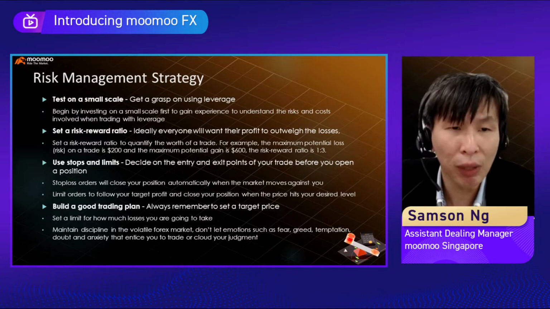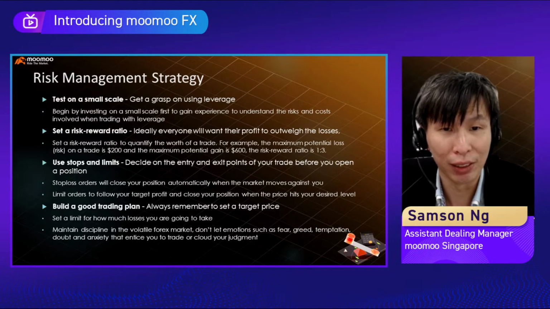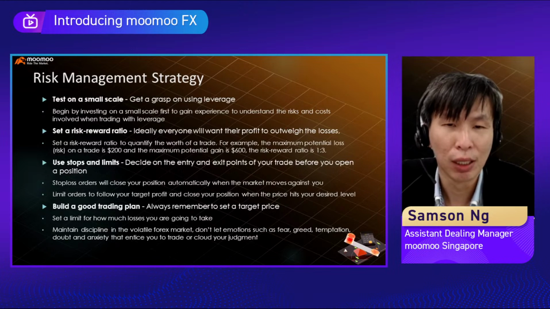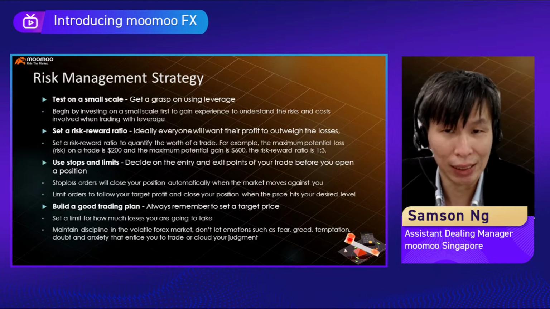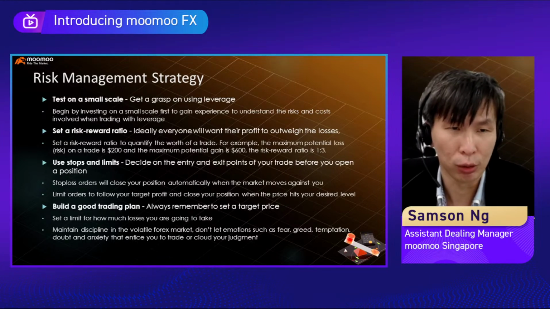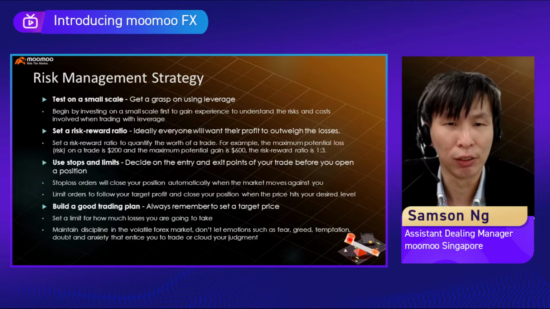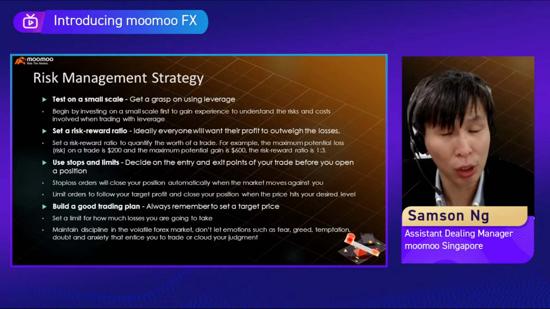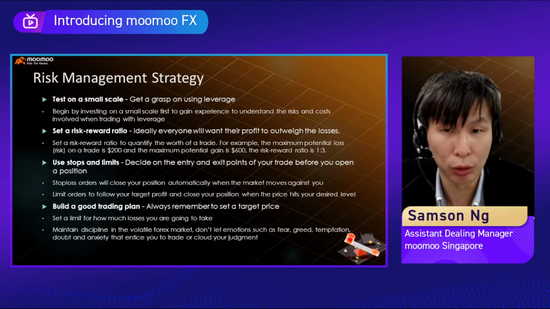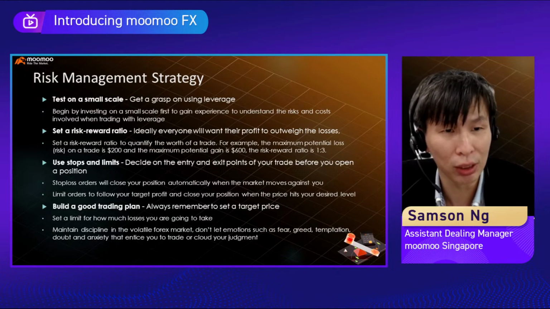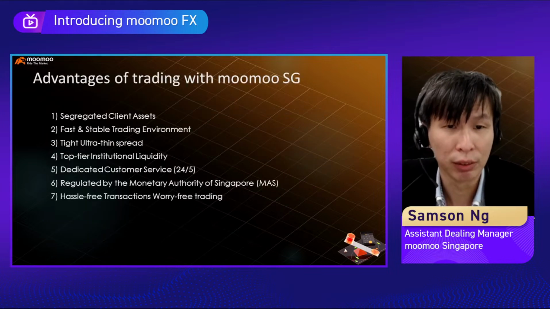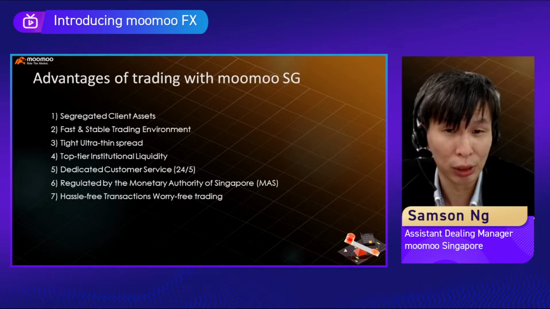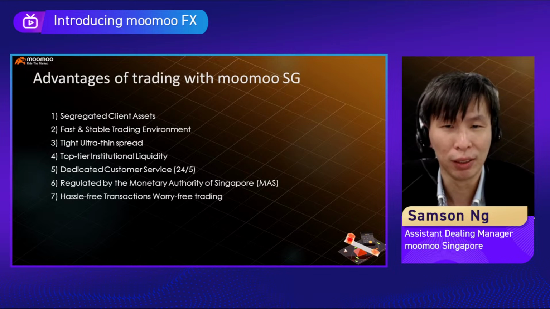Ideally, everyone wants their profit to outweigh the losses, and we can work toward this by setting a risk-reward ratio to quantify the worth of a trade. For example, the maximum potential loss, or the risk on the trade that you can take, is $200, and the maximum potential gain is $600. The risk-reward ratio will be 1:3.